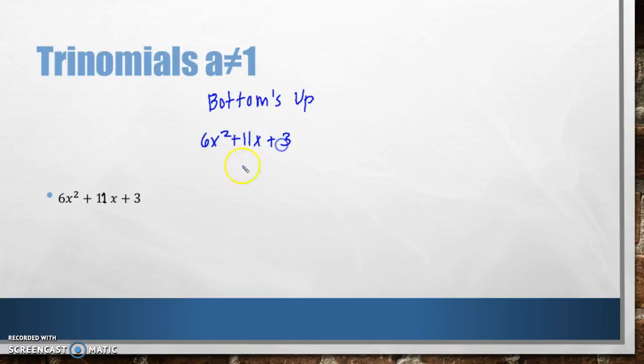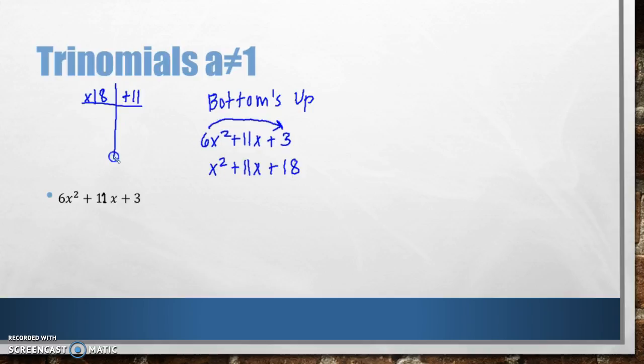My first step is going to be to temporarily get rid of this a. So I'm going to take it and make it part of c. Then I'm going to rewrite it with an a of 1, and that's going to make it x squared plus 11x plus 18. Then I've got to find numbers that multiply to a positive 18, but add to 11.